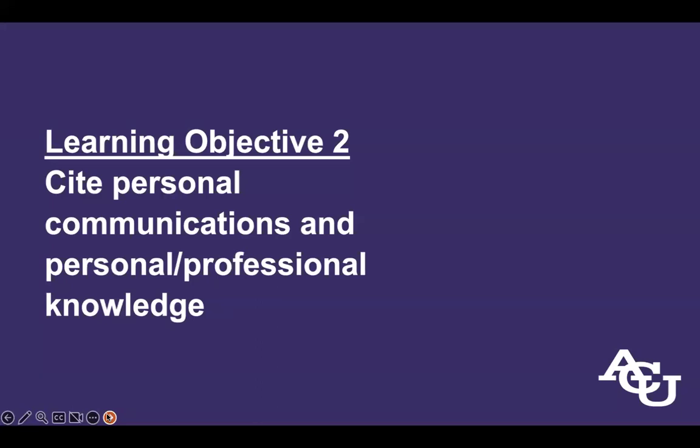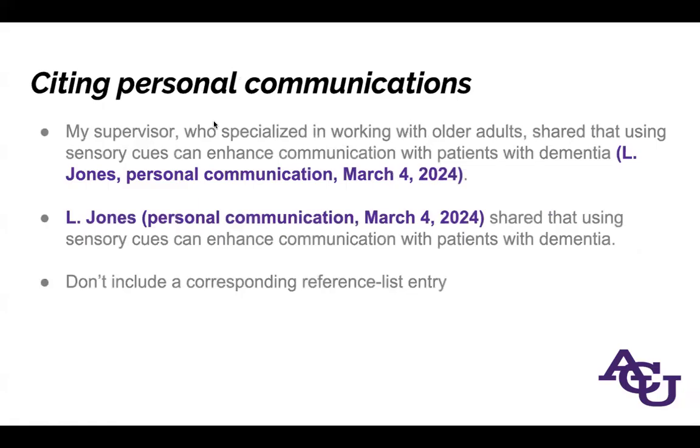Okay, now we're ready to move on to the second learning objective, citing personal communications and personal or professional knowledge. A personal communication might be an email, a text message, an online chat, or even a direct message. There are two main methods for citing personal communications. You can do so either in parenthetical citations or narrative citations.